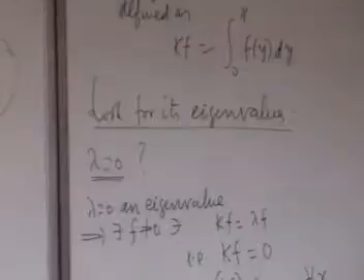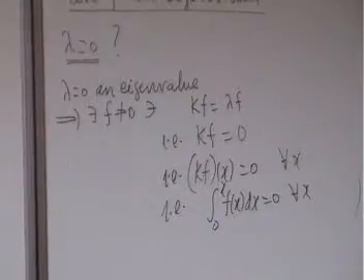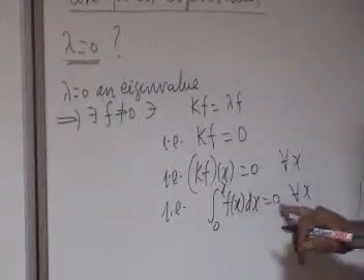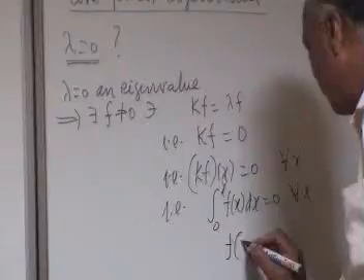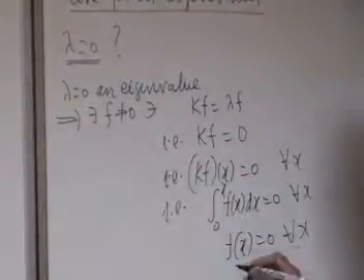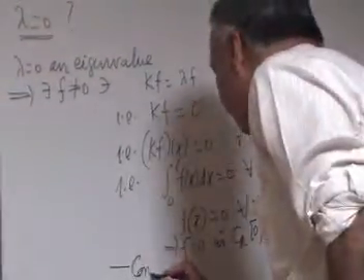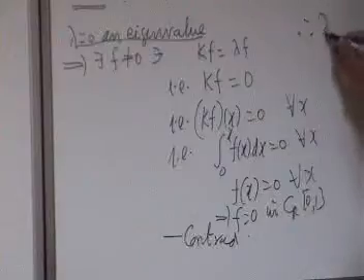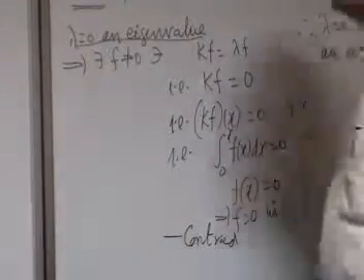If integral 0 to x of f(x) dx equals 0 for every x, I can differentiate both sides. Both sides are now differentiable functions. Because this is the integral of a continuous function, it will be differentiable, that's very easy to see. And this is the 0 function, 0 for all x, so it is differentiable. So if I differentiate, they must be equal, which implies f(x) equal to 0 for every x. So there is a contradiction. We started with f not equal to 0, which implies f is the zero function in C_R[0,1], contradiction. Therefore, lambda equal to zero is not an eigenvalue. Now we have to look at other lambdas.